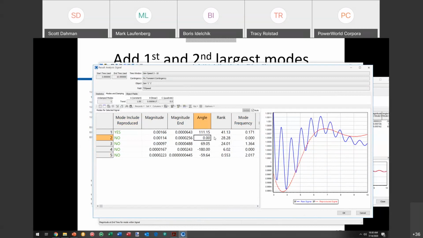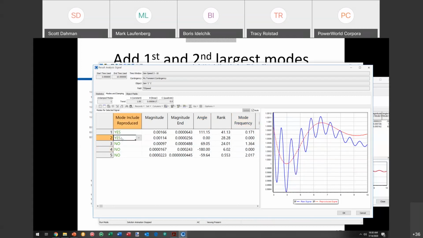The next signal that I have, there's two 0 hertz modes here. So a 0 hertz mode is just a damped signal. So it's really just trying to match the trend. So if I include both the 0 hertz signals, so now I've included the first, the second, and the fourth mode in my signal, you can see that the reproduced signal is following the middle of this oscillation, which makes some sense. Finally, there's a mode here that's the 1.3 hertz signal, and when I include that, it pretty much matches exactly.